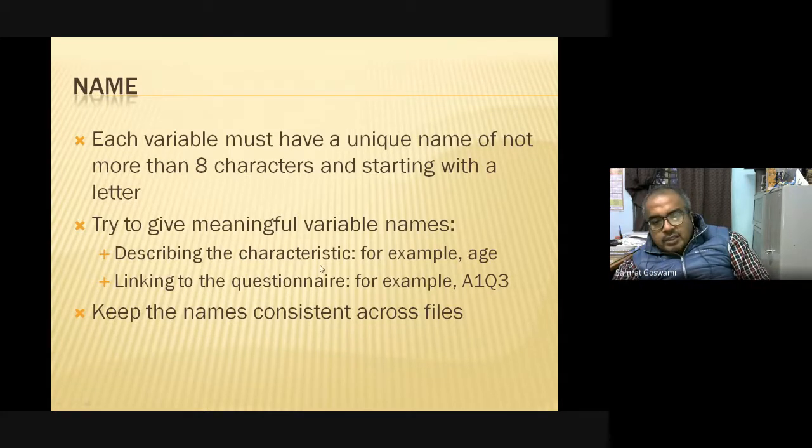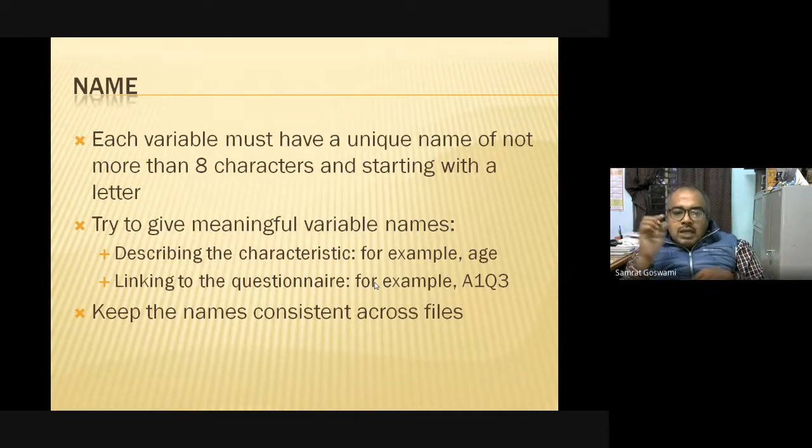Describing the characteristics, for example, age, you have to mention that okay, fine, age, this characteristic will tell what kind of variable it is. Now linking to the questionnaire, for example, A1Q3 is going to be a question which is linking to a variable which is linking to a particular questionnaire.